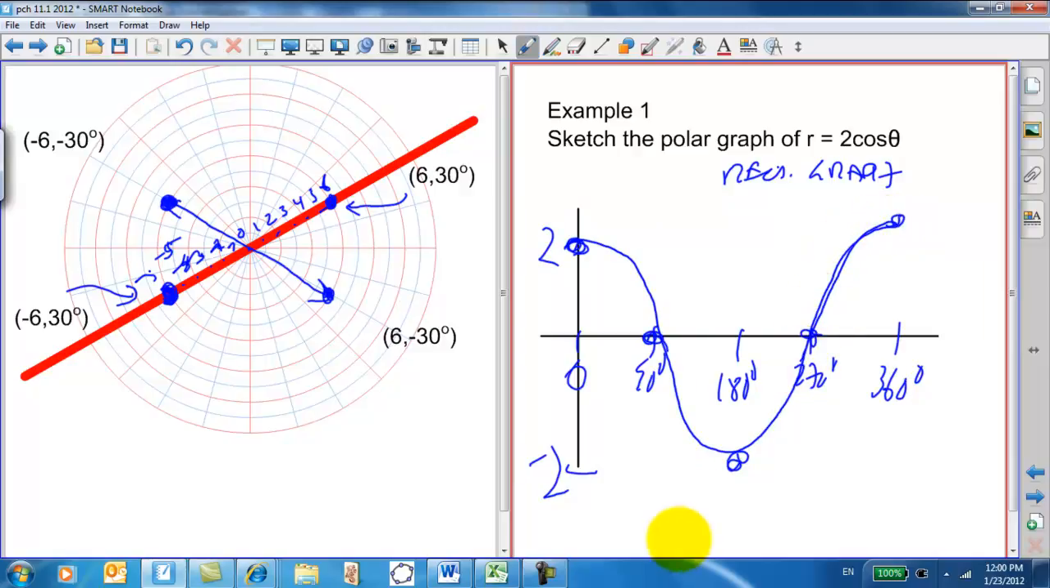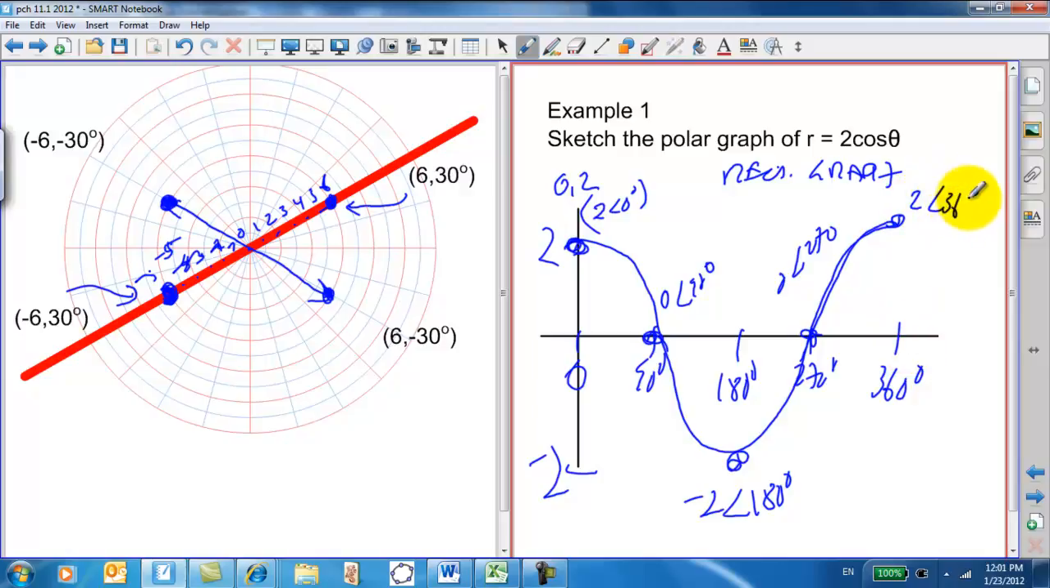But now each of these corresponds to a point. Even though I just plotted 0, 2 here, and 90, 0, I'm going to write it as 2 at an angle of 0 degrees. And this is 0 at an angle of 90. And this is -2 at an angle of 180. And this is 0 at an angle of 270. And this is 2 at an angle of 360.